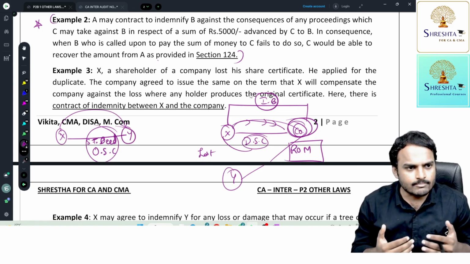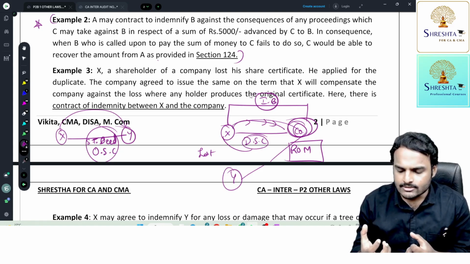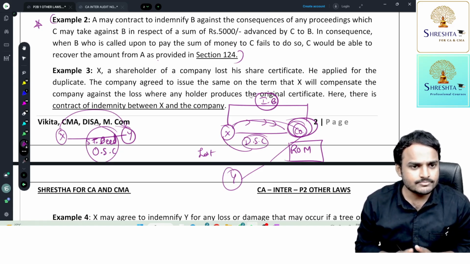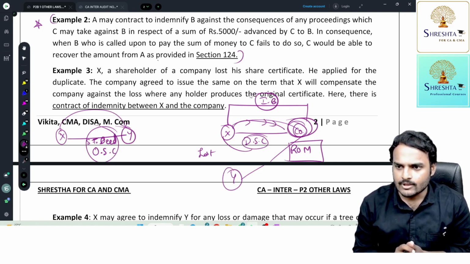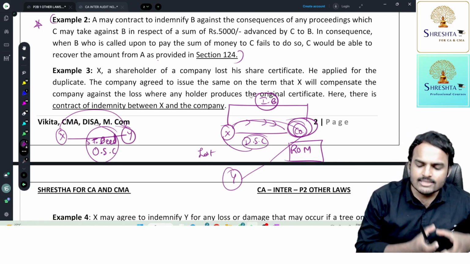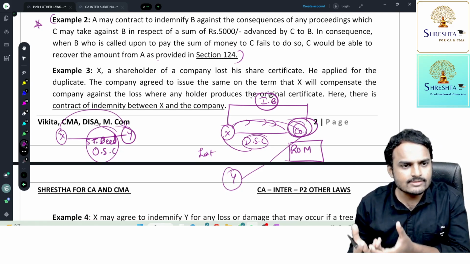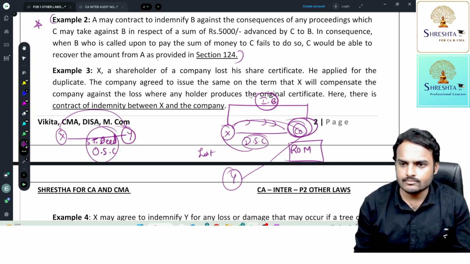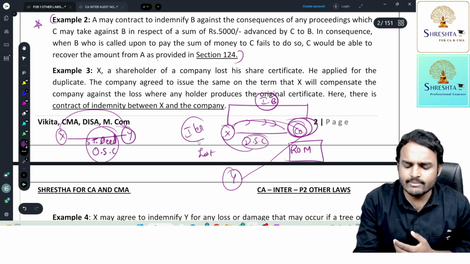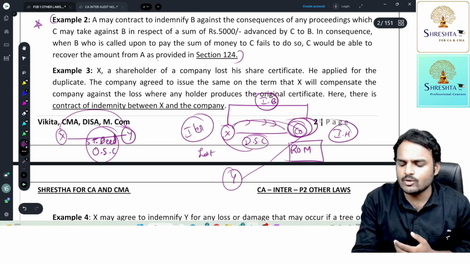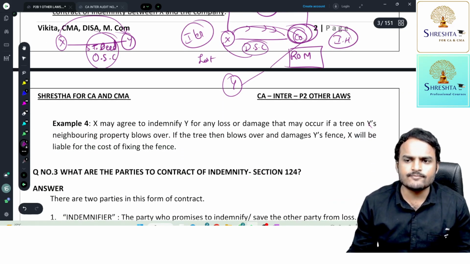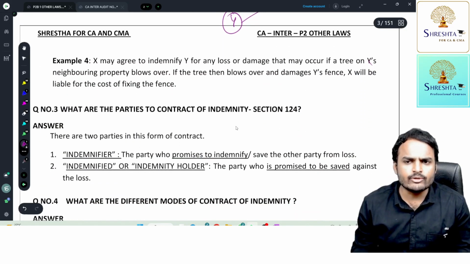Now, are you getting the exact theme of the indemnity contract? Is it clear? So, based on past experience only, these contracts became popular. Now, tell me who is the indemnifier? X is the indemnifier. Who is the indemnity holder? The company is the indemnity holder. Next, fourth example.